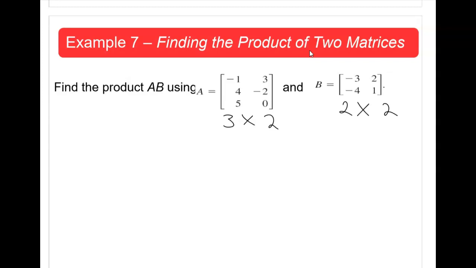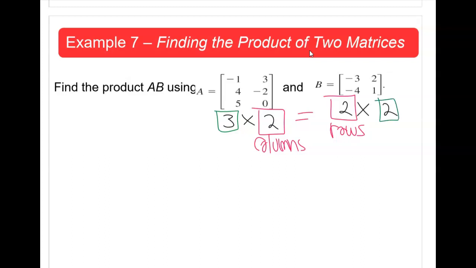And so we have to make sure that the number of columns in matrix A matches the number of rows in matrix B. And so those are equal, so our product is going to be computable. The resultant matrix, our answer, is going to be of order 3 by 2, so 3 rows, 2 columns, because those are the numbers on the outside.